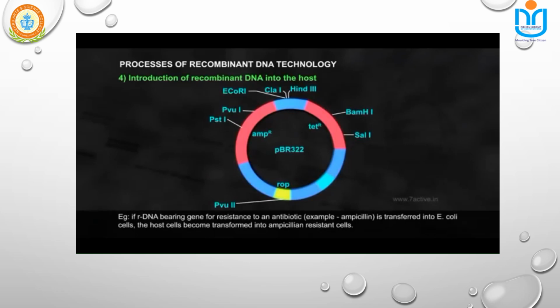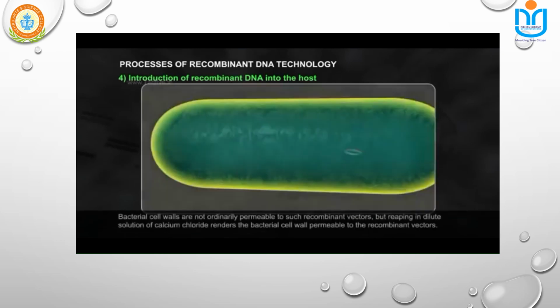For example, if rDNA bearing a gene for resistance to an antibiotic, for example ampicillin, is transferred into E. coli cells, the host cells become transformed into ampicillin-resistant cells. Only transformants will grow on agar plates containing ampicillin. The non-transformed recipient cells will die. The ampicillin resistance gene is called a selectable marker.